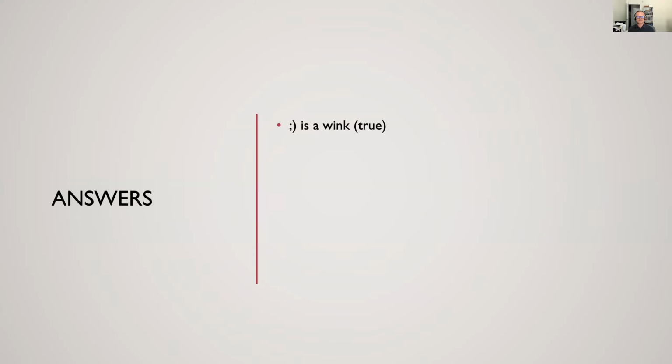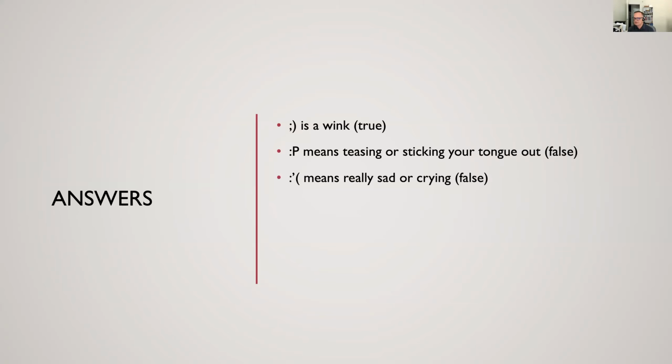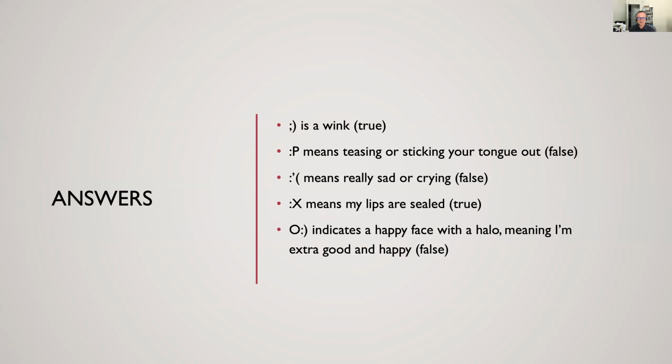All right, here are the answers. So the first one is true, it is a wink. And I think I use that quite a bit. I assume that you guys are using a lot of that as well. This one is false. It does not mean, what did I say it meant? I can't remember what I said it meant, but it means teasing or sticking out your tongue. This one does not mean dirt in your eye. It means that you're really sad or crying. This one is true. It means your lips are sealed. Oh, anger. Okay, thank you, Alina. So the second one, I had said it means that you're angry. And then the last one indicates a happy face with a halo, meaning I'm extra good and happy. It doesn't mean you've just had a brilliant idea. Okay, all right, so armed with that knowledge, on we go.